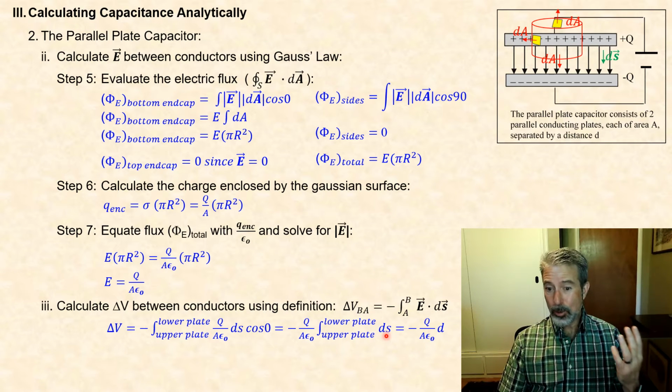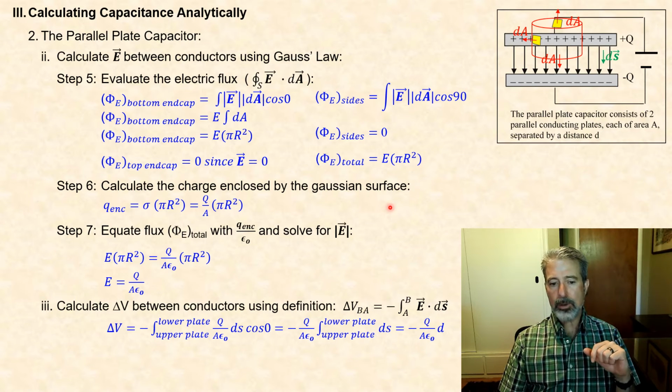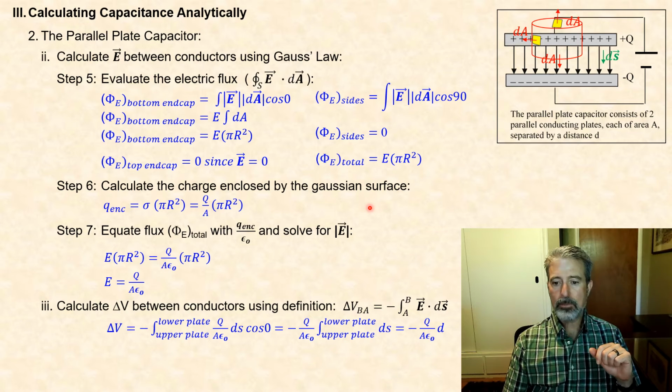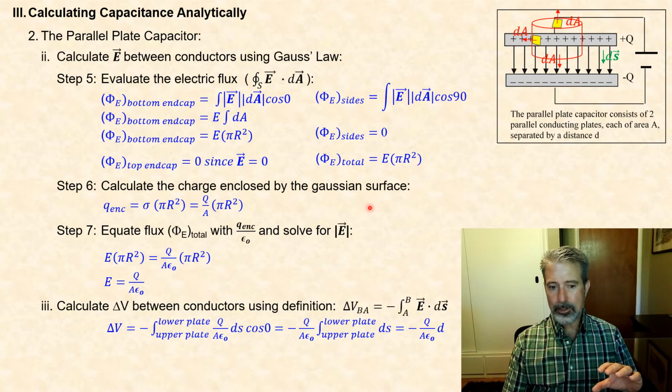When we sum up the magnitudes of these little infinitesimal displacements, what do we get? We get really the total distance between the two plates, right? That is just the magnitude of the total displacement from the upper plate to the lower plate, which we give a name, d, representing the separation distance of these two conductors. So there is our expression for electric potential difference.